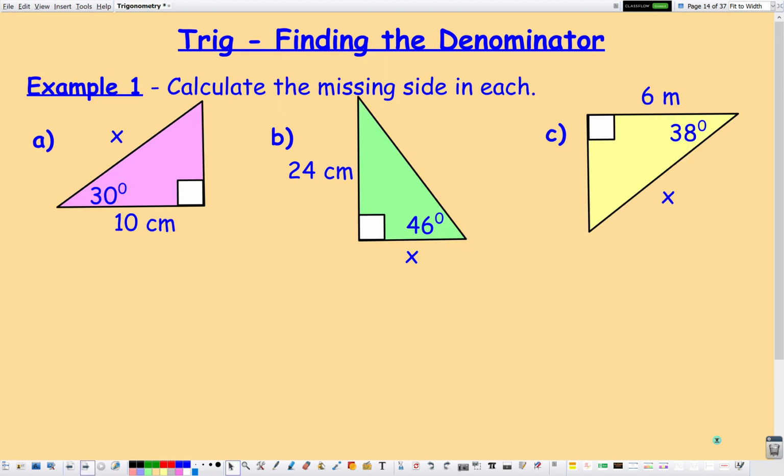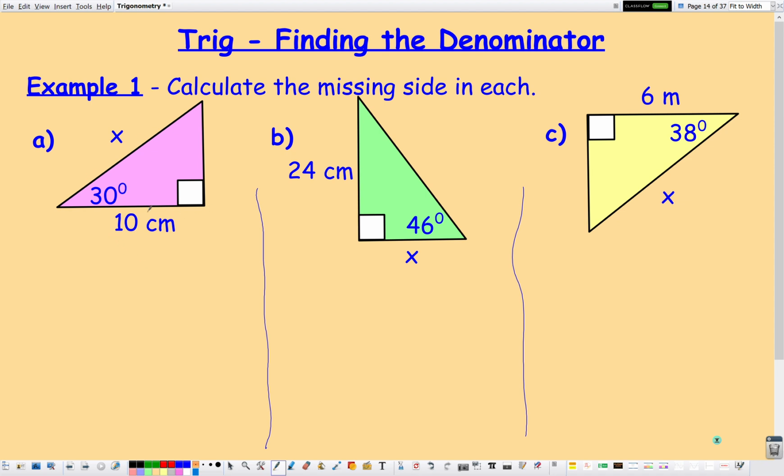So I've got 3 examples to do, 3 triangles for you to draw. Okay, so we'll split these down the middle. Right, so our first step is always to label our sides, so we can do that.